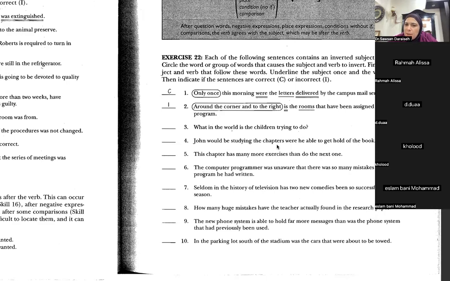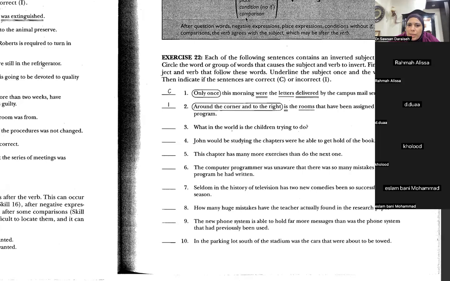John would be studying the chapters were he able. We say "if he were able," but because we removed "if," we can do this inversion: "were he able." Were he able means if he were able. Got it? Because we removed "if," we can do this inversion. It's allowed in English, okay? It says here, conditions with no "if," you can have inversion. It's allowed, just to remind you.